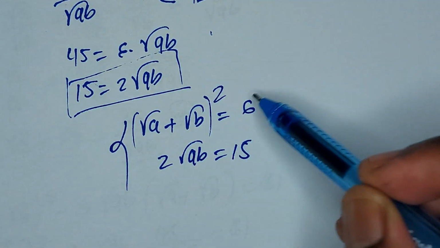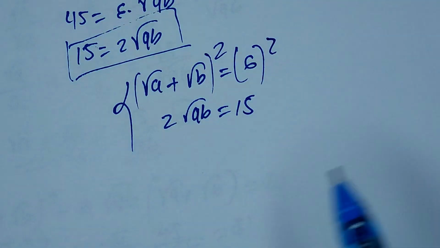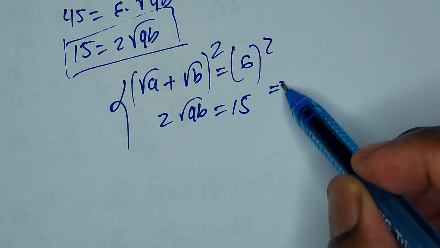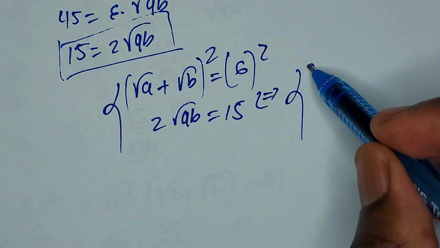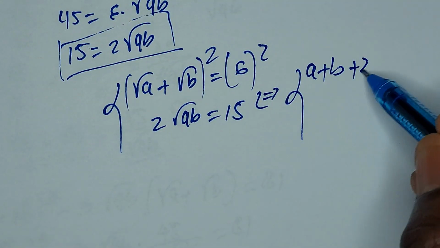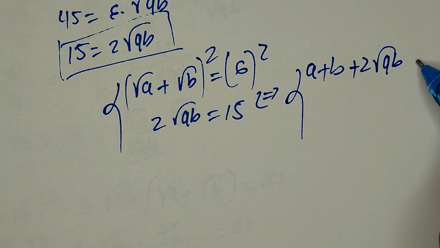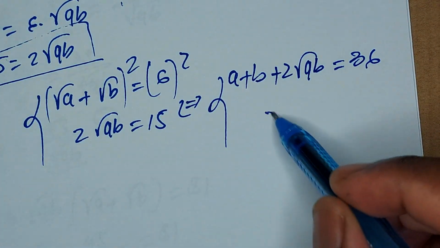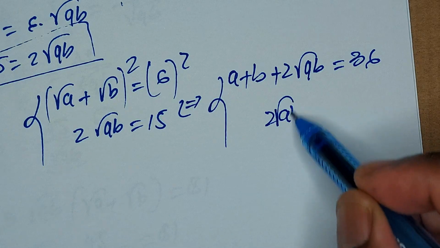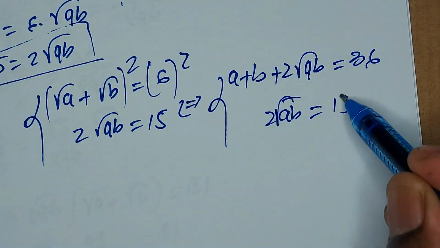So I'm gonna have this square and this square, right? So from here I'm gonna have this is gonna be A squared, this is gonna be A plus B plus 2 square root of AB, and this is going to be 36. And this is going to be 2A square root of AB equals 15.